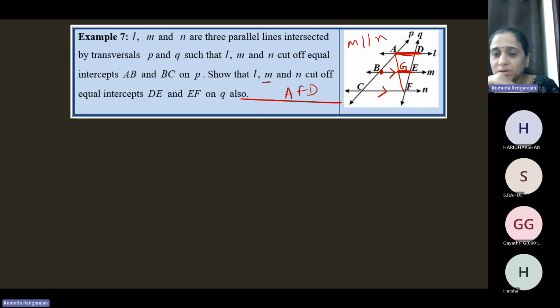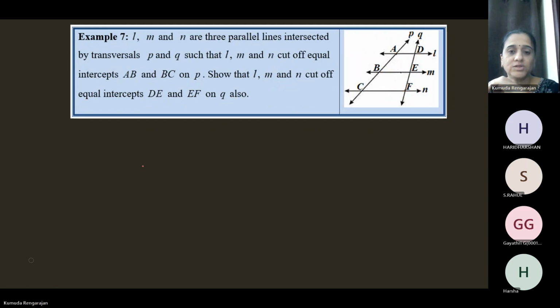Okay. So G is the midpoint of AF, and GE is parallel to AD. Therefore, by the converse of the midpoint theorem, E is the midpoint of DF. So if E is the midpoint of DF, it means DE is equal to EF, which shows that the parallel lines L, M, and N cut off equal intercepts DE and EF on Q also.